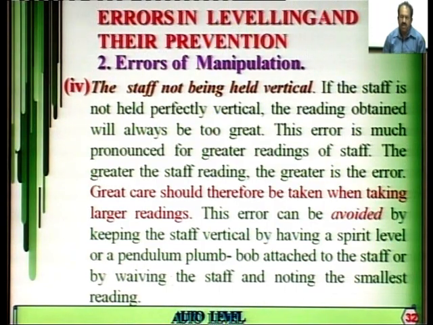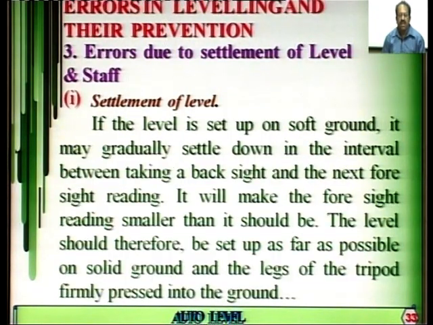How can we avoid it? By keeping the staff vertical, by having a spirit level or a pendulum plumb bob attached to the staff, or by waving the staff and noting the smallest reading. These are the few things which we can do.